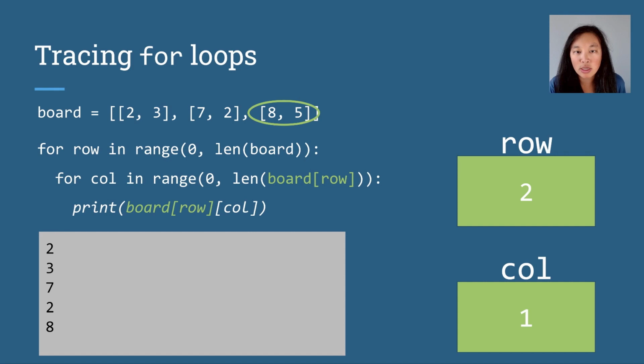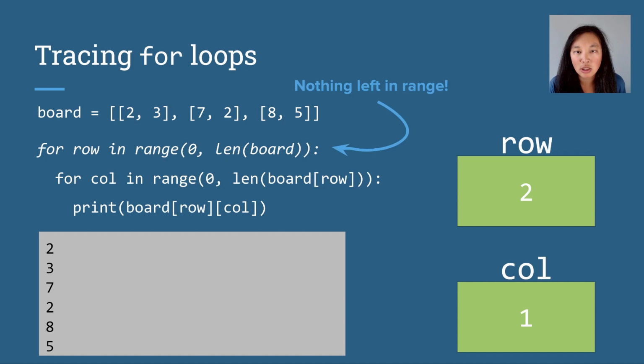So then we go inside of this for loop and print board of row, which is again this list that is circled, and we get the item at index 1, which is now going to be 5. So now we go back to our inner for loop and we're done with the range because there's nothing left. And so now we go back to the outer for loop and we also see that there is nothing left in that range. So at this time, we are done with our for loop.